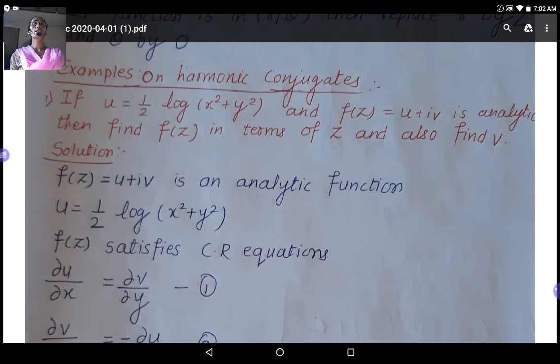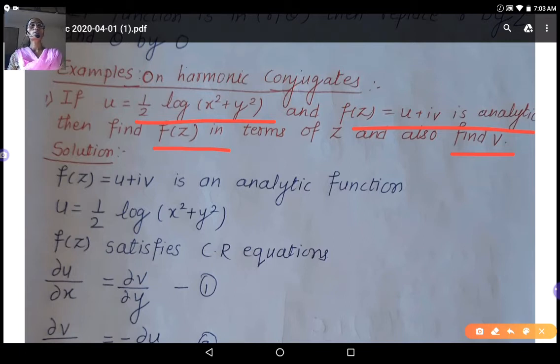Now see, here is an example on harmonic conjugates. If u is equal to 1 by 2 log of x square plus y square, and f(z) equal to u plus iv is analytic, then you want to find f(z) in terms of z, means the complete function, and find the value of v also. Now see what we'll be doing first. First we'll find the value of v and then we'll find the value of f of z.